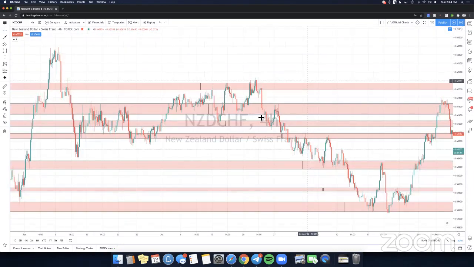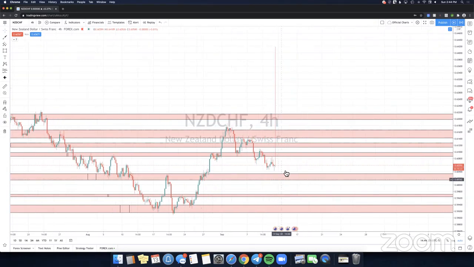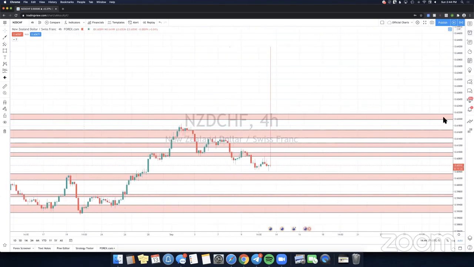But okay, so right here for NZD CHF, the closest upper zone is going to be 0.6086, and the lower zone is going to be 0.6033. And that's just going to be the zones for this specific pair.